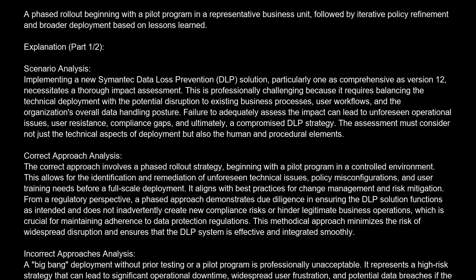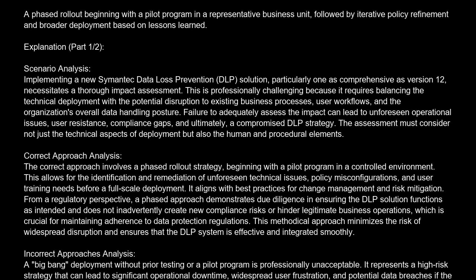Correct approach analysis. The correct approach involves a phased rollout strategy, beginning with a pilot program in a controlled environment. This allows for the identification and remediation of unforeseen technical issues, policy misconfigurations, and user training needs before a full-scale deployment. It aligns with best practices for change management and risk mitigation. From a regulatory perspective, a phased approach demonstrates due diligence in ensuring the DLP solution functions as intended and does not inadvertently create new compliance risks or hinder legitimate business operations, which is crucial for maintaining adherence to data protection regulations.